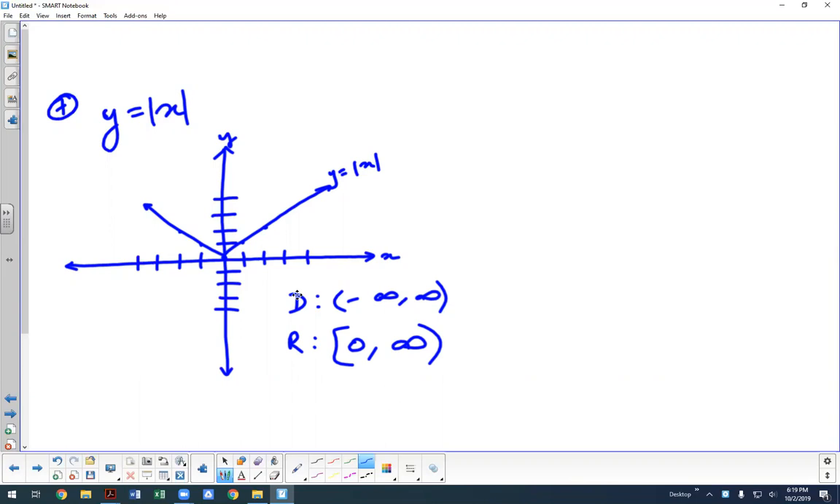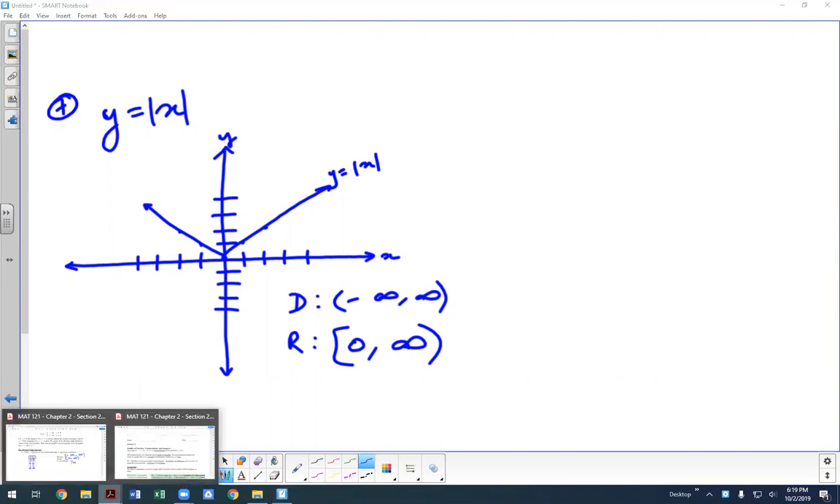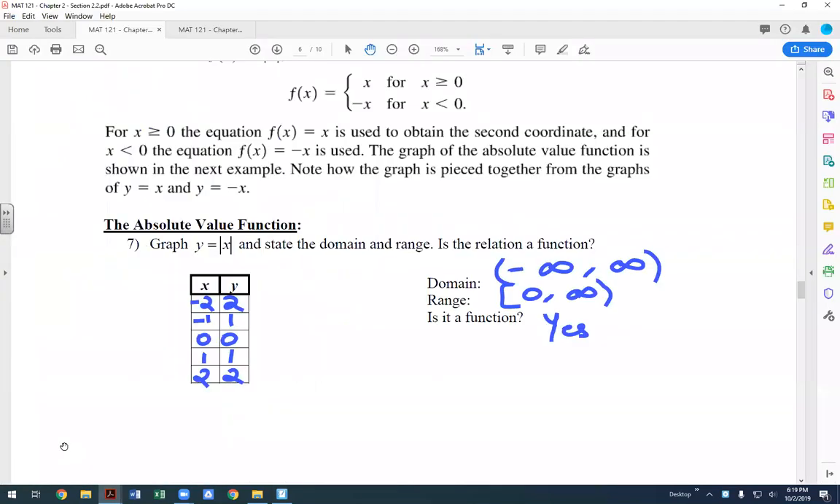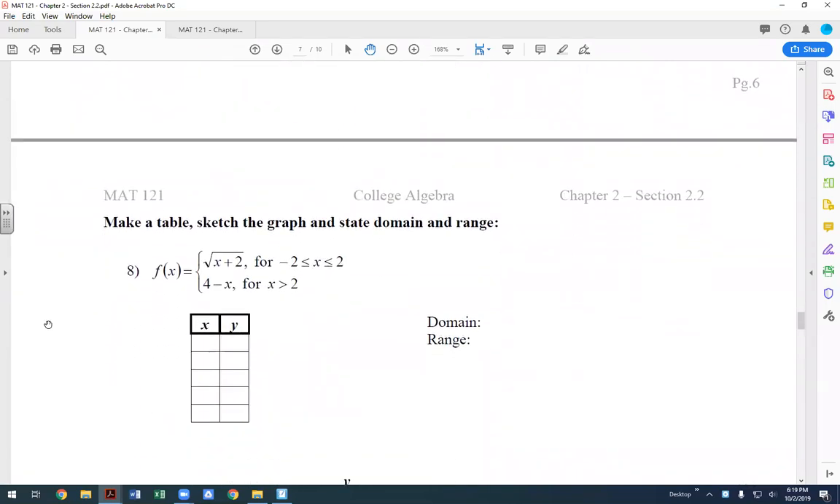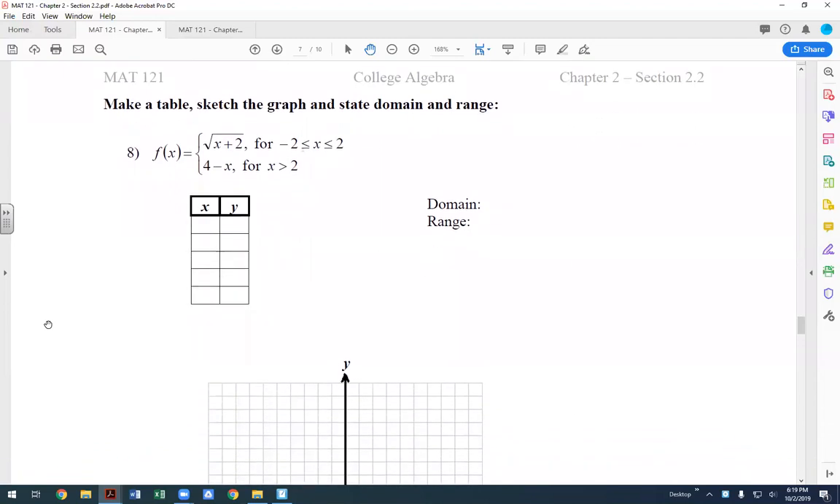So like they were saying, this is the simplest absolute value function that you can think of. But obviously, let's look at some different examples here. Is everybody okay on that graph? Yeah, okay, so let's look at what happens here.